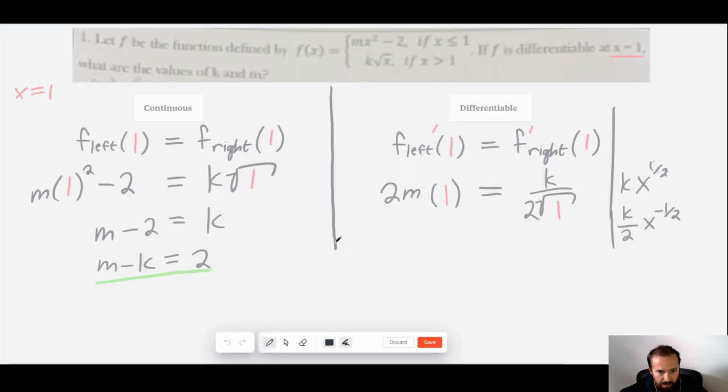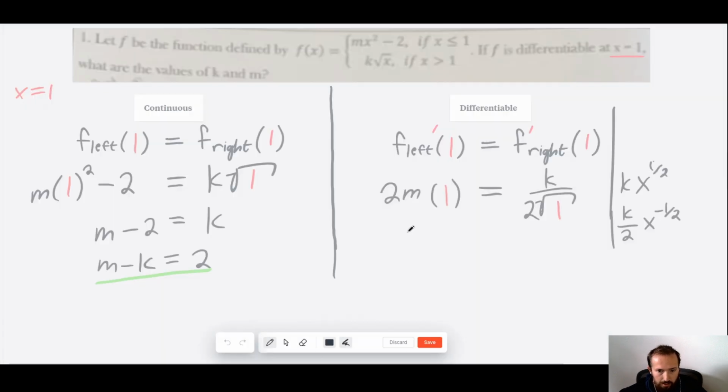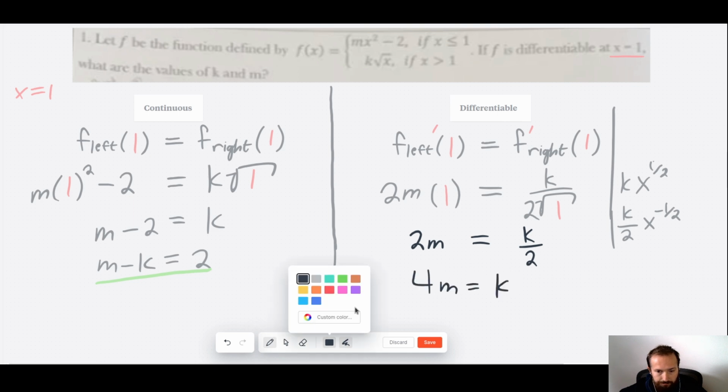And if you think about it, as we solve this, this will lead us to another constraint that we can use to find the actual values of m and k that work. So if I solve this, 2m, and then over here, I'll get, square root of 1 is obviously 1, so I'll get k over 2. And then if I simplify this, we can get another constraint that basically 4m is equal to k.